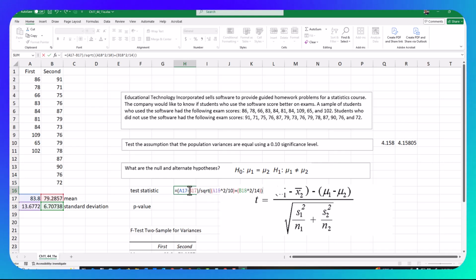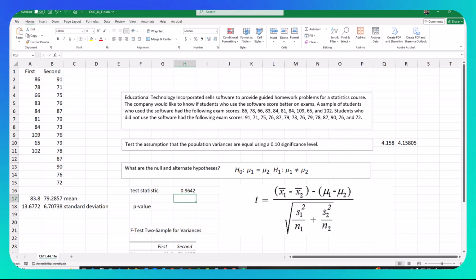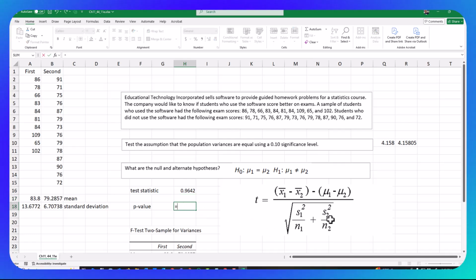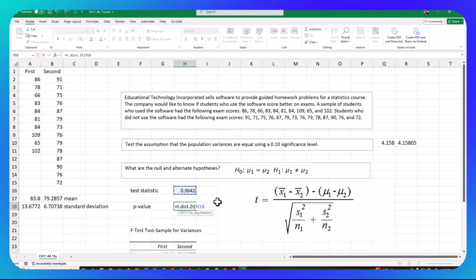So this is the difference in the means, and then the square root of the first standard deviation squared divided by the first sample size, plus the second standard deviation squared divided by the second sample size, and I hit enter, and this gives me my test statistic. And from here I can find my p-value. Again, this is a t distribution. It's two-tail because my alternative is not equal. I put in this value right here.